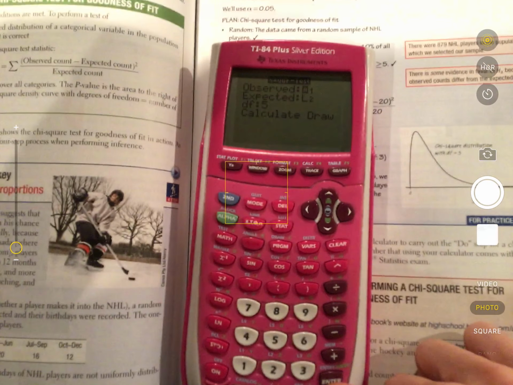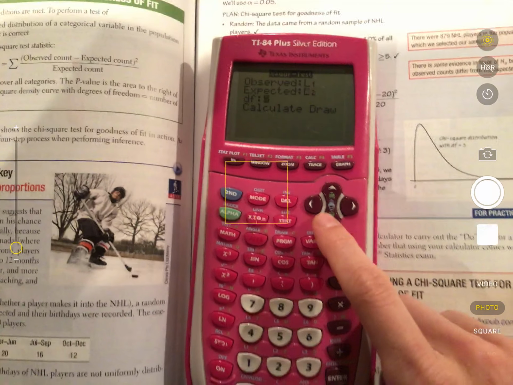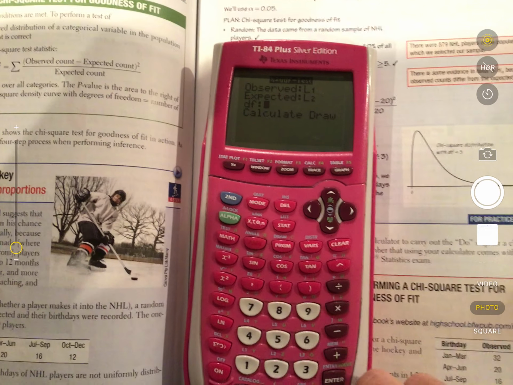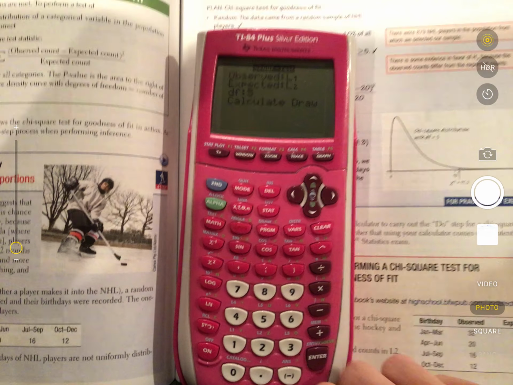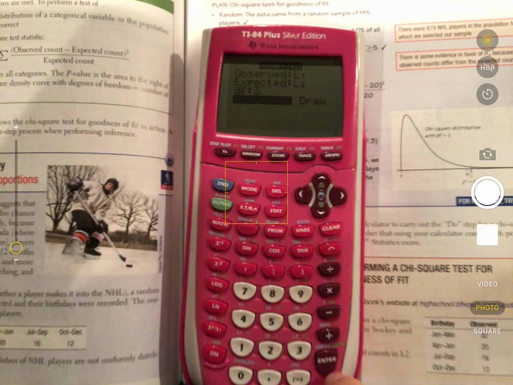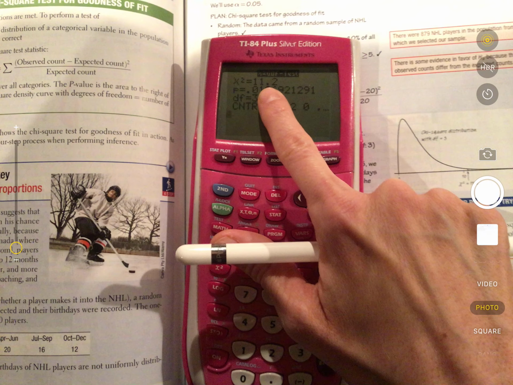So I'm going to push again. Stat, test, chi-squared goodness of fit test. Make sure you're not selecting chi-squared test. That's what we'll do in the next lesson next week. So now it's okay to leave. My observed is L1, my expected is L2. My degree of freedom should not be 5. I have no idea what it defaults to. This is just what I apparently did last year when I last did this lesson.